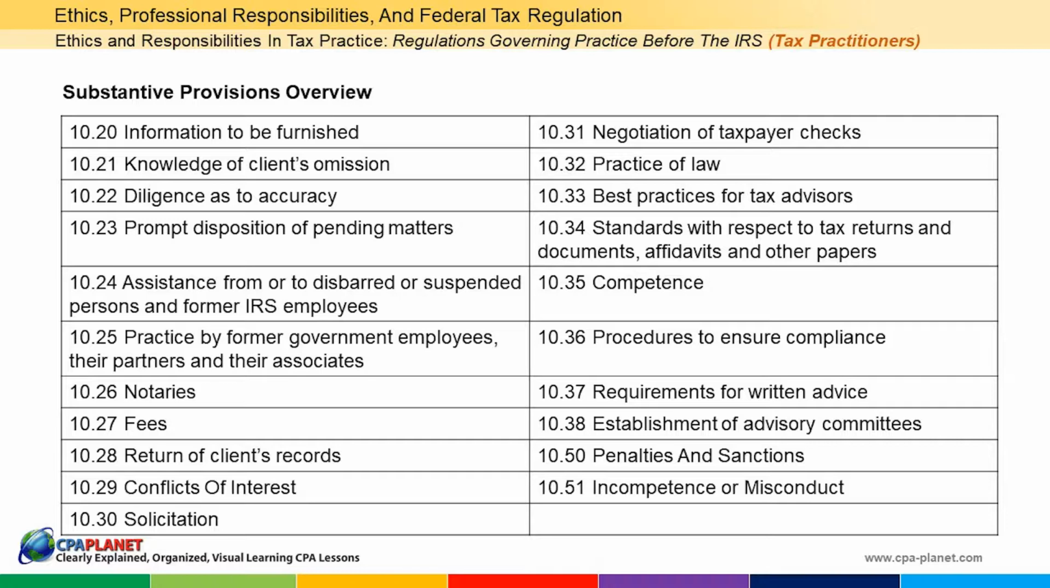1031, negotiation of taxpayer checks. 1032, practice of law. 1033, best practices for tax advisors. 1034, standards with respect to tax returns and documents, affidavits, and other papers. 1035, competence. 1036, procedures to ensure compliance. 1037, requirements for written advice. 1038, establishment of advisory committees. 1050, penalties and sanctions. 1051, incompetence or misconduct. So that's the overview. All of these things, you need to know something about all of these.